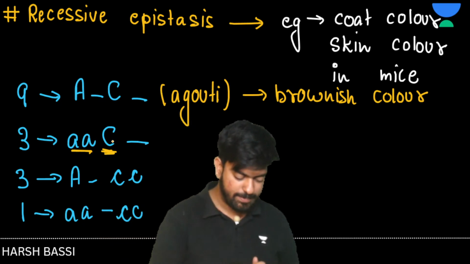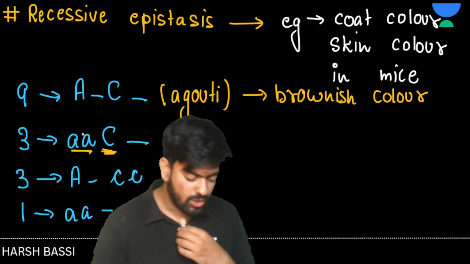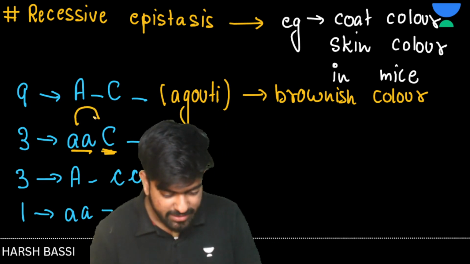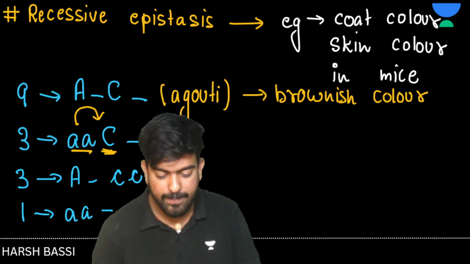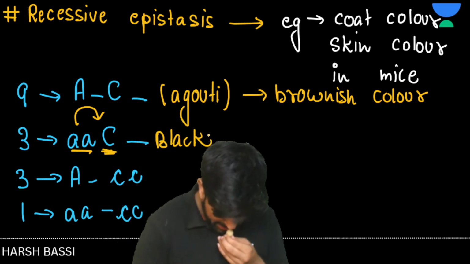So what is going to happen here? In this case, we are talking about recessive epistasis. So this gene will be affected in the presence of this. So what will happen here? We will have the black color. Here we will have the black color, yes or no?